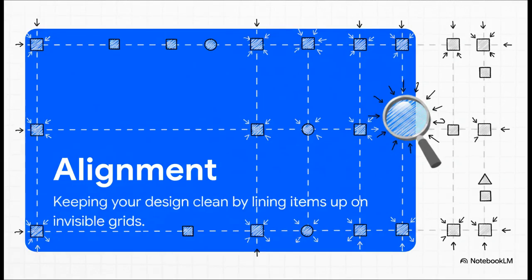Then we have alignment. This one is all about keeping your design beautifully clean. Whether you line items up on the left, the right, or perfectly center them, alignment creates an invisible structure. And a really cool thing in Canva is that as you drag elements around, they actually visually snap into place along these invisible grids to help you keep everything perfectly neat and tidy.